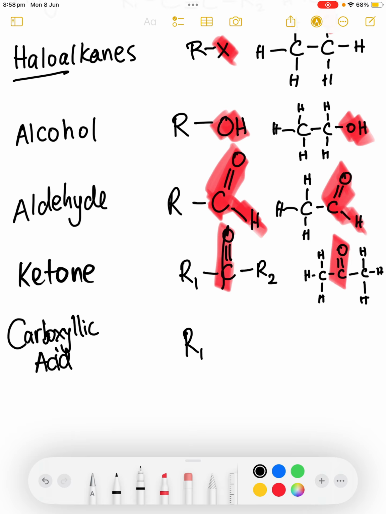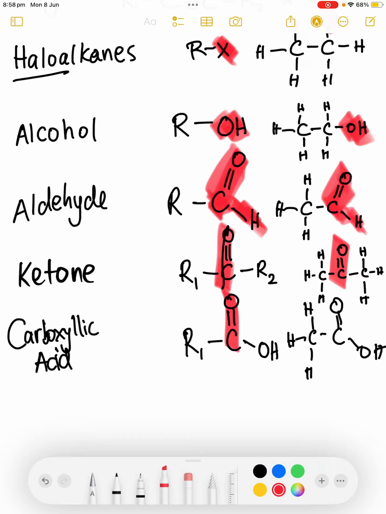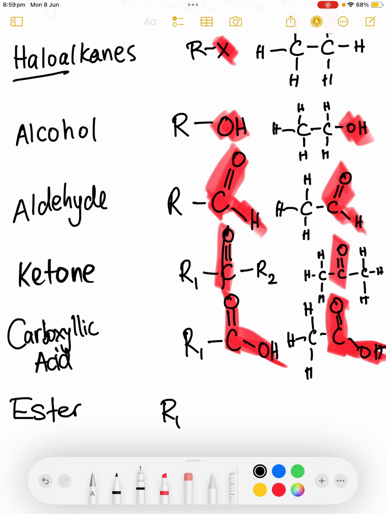R1, C, double bond O, OH. Similar to an aldehyde in a way, but instead of that carbon being bound to an O and bound to an H, you've got OH this time. Then we have an ester. R1, C, double bond O, O, and then R2.